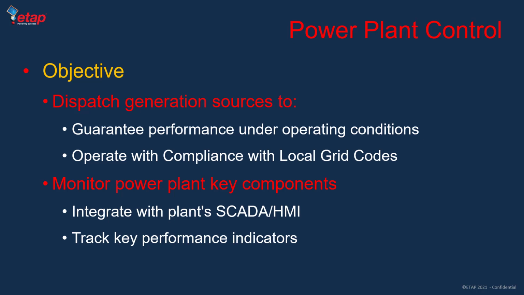The power plant controller has primarily two objectives. One is to dispatch generation sources to guarantee performance under operating conditions, and also during these conditions, operate in compliance with local grid codes. In addition, the power plant controller must monitor key components of the plant, integrate with the plant's SCADA HMI, and also track key performance indicators to understand the performance of the plant.